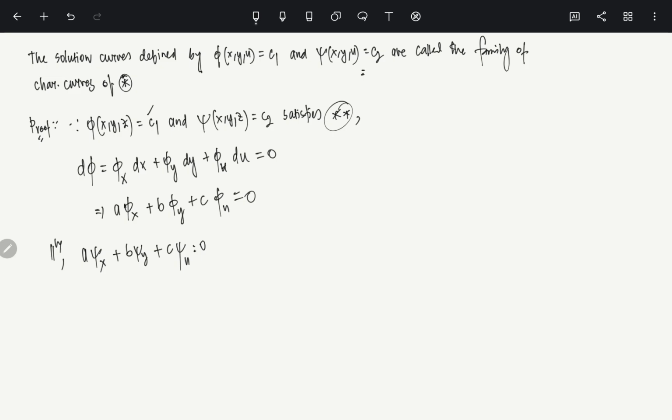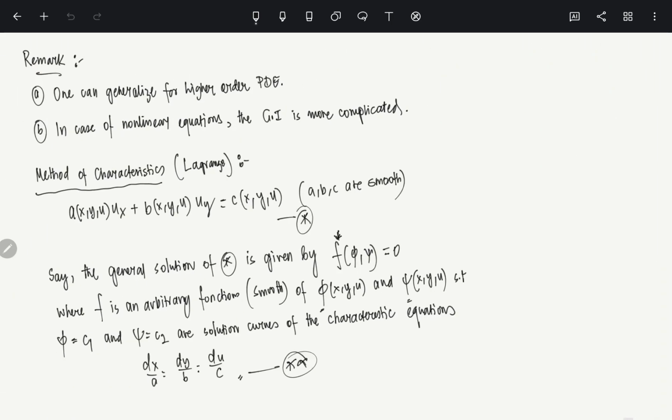Now you see I have these two equations, 1 and 2. I need to solve these equations for a, b, and c. Please understand what I am trying to do. What I am saying is this: if you are given this equation, then the general solution will be given by this. This is the theorem which we are trying to prove. You understand?